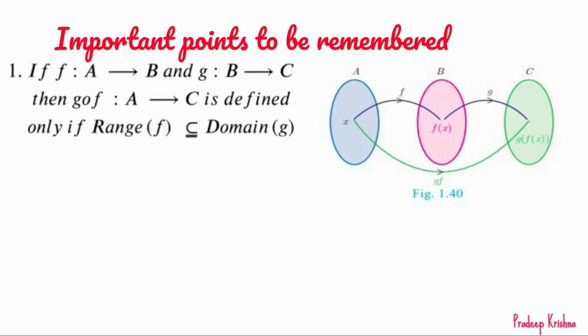F is a function from A to B and G is a function from B to C. Then G composition F is a function from A to C. It is defined only if range of F is a subset of domain of G. അതായത് G composition F ആണെങ്കിൽ G first function, F second function defined ആവണമെങ്കിൽ range of the second function is a subset of domain of first എന്ന് ഓർത്തിരുന്നാൽ മതി.